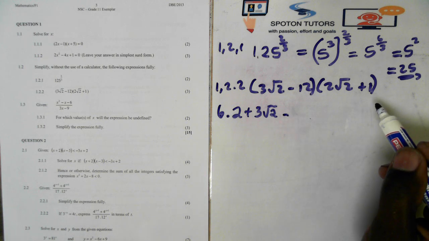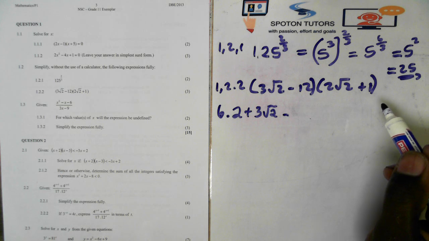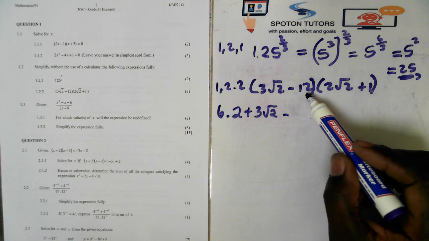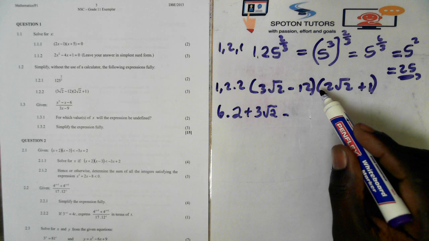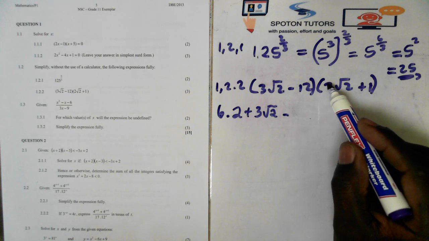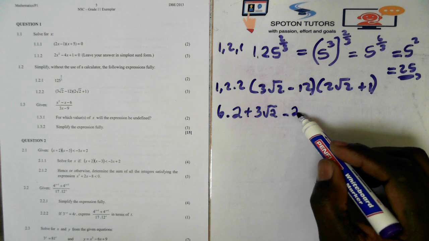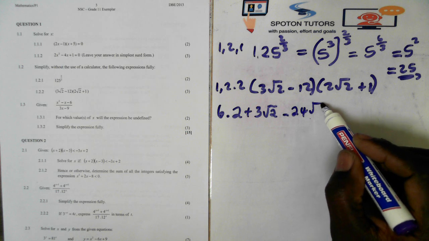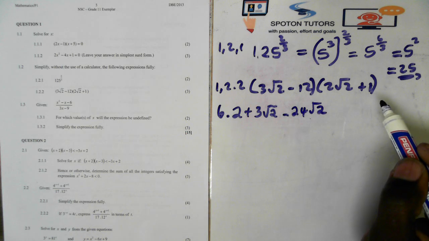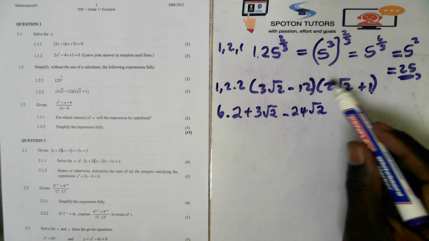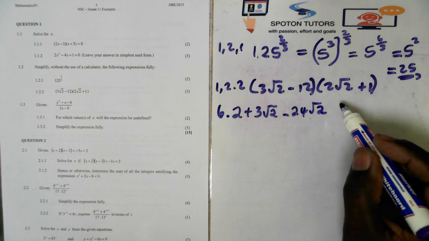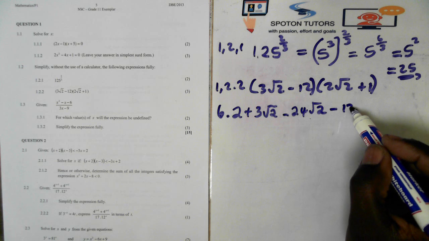Minus, we're multiplying a negative 12 times 2 root 2, which means, see, whole numbers can multiply each other. 12 times 2, it's 24, root of 2. Then negative 12 times positive 1, negative 12.